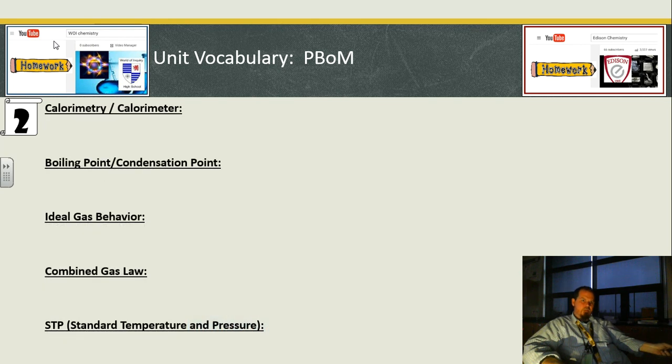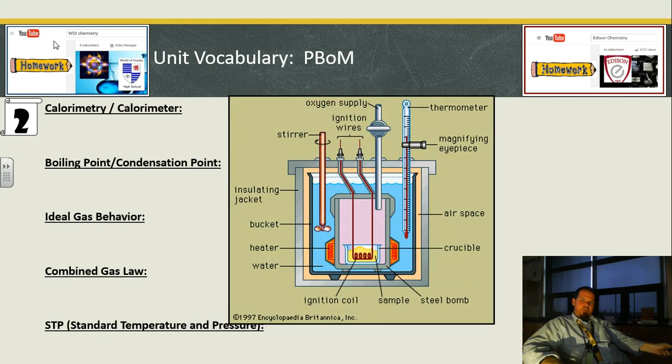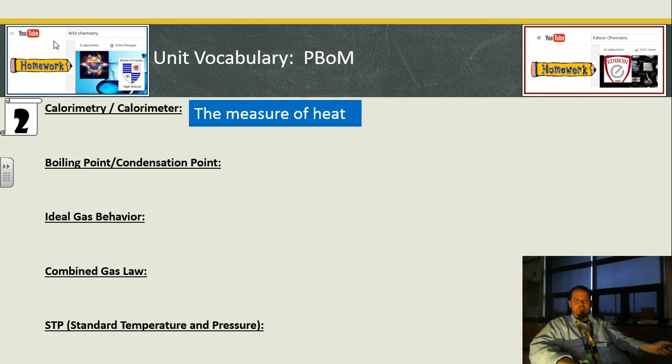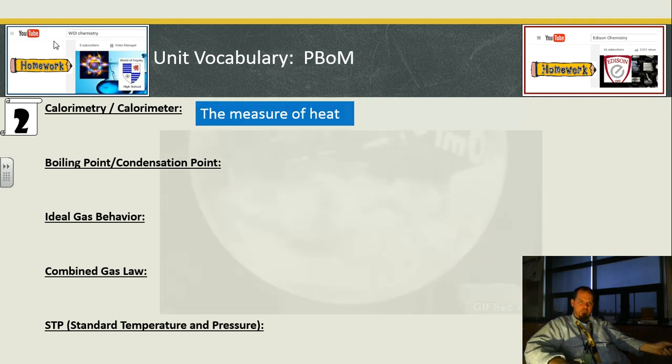Okay, 5 more, and I think we're done. Calorimetry. This is a bomb calorimeter, it's called. There is an explosion in the ignition wires there, and we will test the change in temperature to measure heat. So calorimetry is the measure of heat, and we can measure heat by changing temperature.